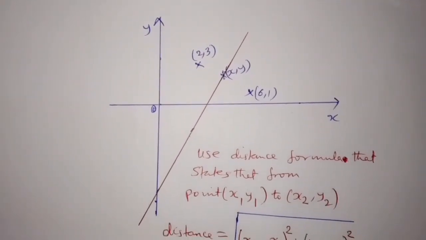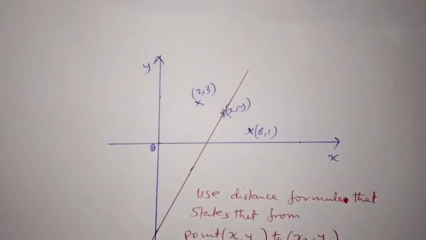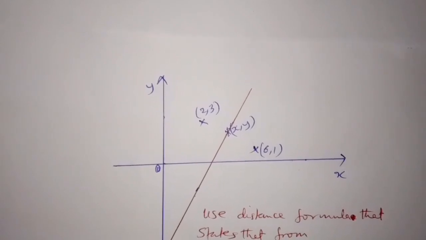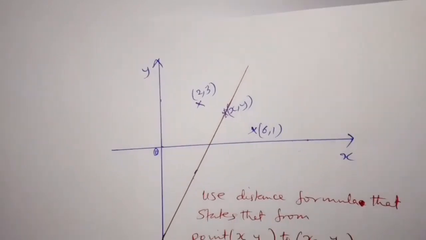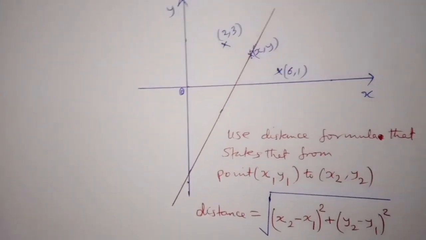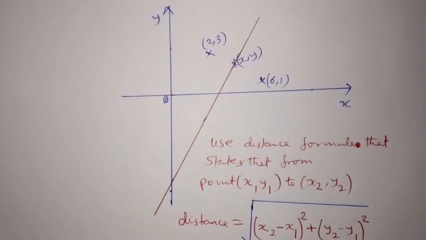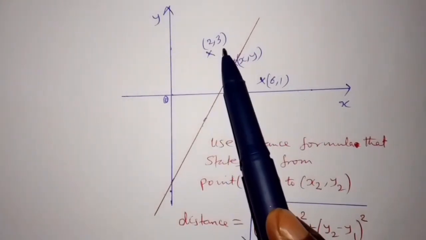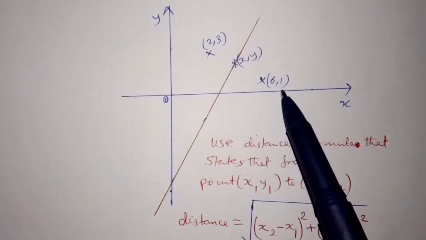We can use a sketch like this one here to guide us. So now we are having the points. This is 6, 1. This is 2, 3. Point 2, 3 we have been given. Point 6, 1 we have been given.